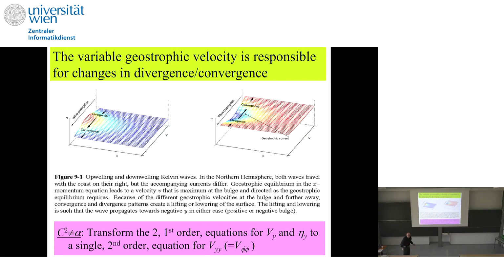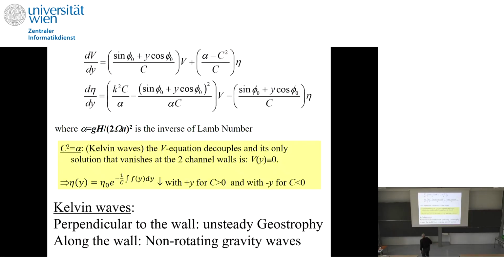In all other cases, when C squared is not alpha, when the phase speed is not that of gravity waves, then the two equations I showed you comprise a genuine set of coupled linear equations. So let's go on.